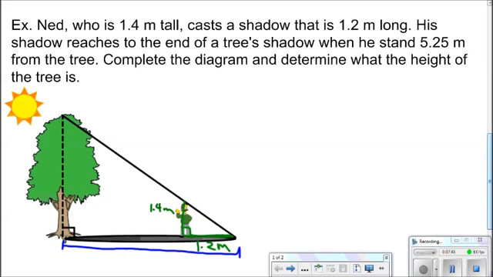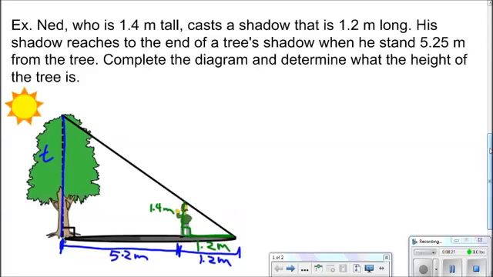And the distance of the shadow, we don't know, but we do know from how far away Ned is standing from the tree, and we know that he is 5.25 meters from the tree. So we can easily figure out how long the tree's shadow is altogether if we add those two lengths up. And so we want to know how tall the tree is, and so we're going to use a variable. In this case, we're going to use t, because trees start with t. You could easily just use a question mark again like last time. It's not a big deal.